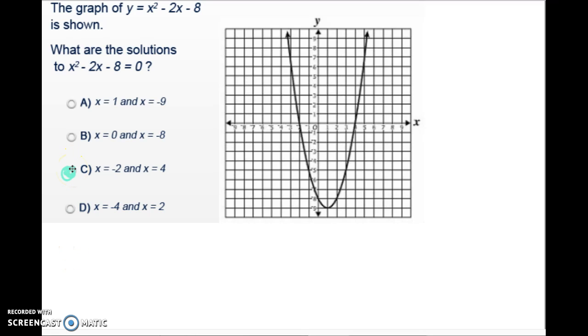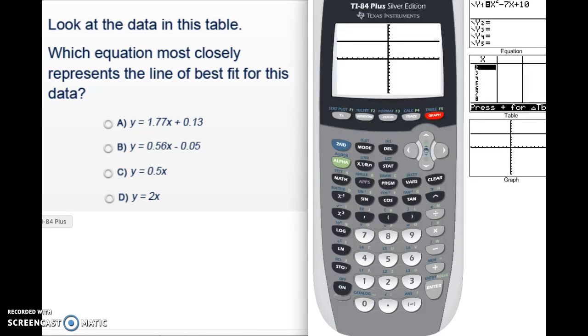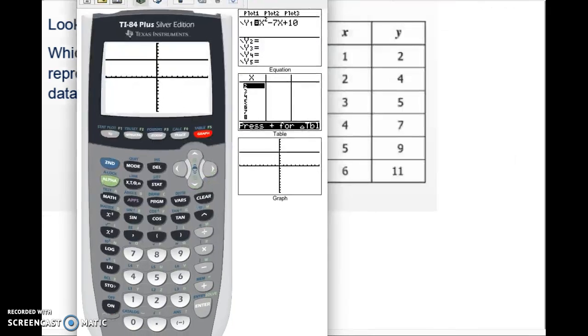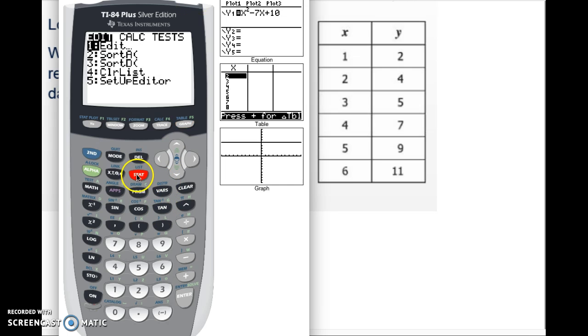So the last thing I want to go over is just our linear regression. All right, so let's go ahead and just look at this equation here. Which equation most closely represents the line of best fit for this data? So anything about a line of best fit is a statistics problem. So on our calculator, we're going to hit Stat, which is right here, and Edit.